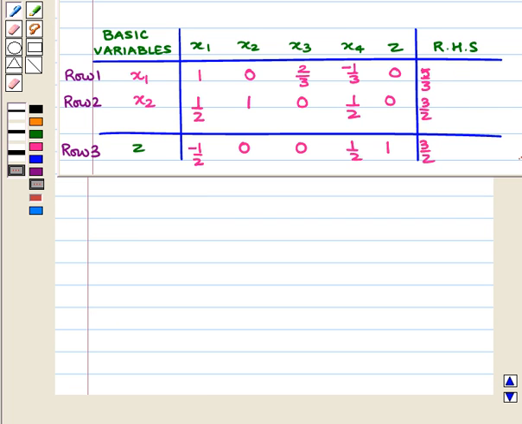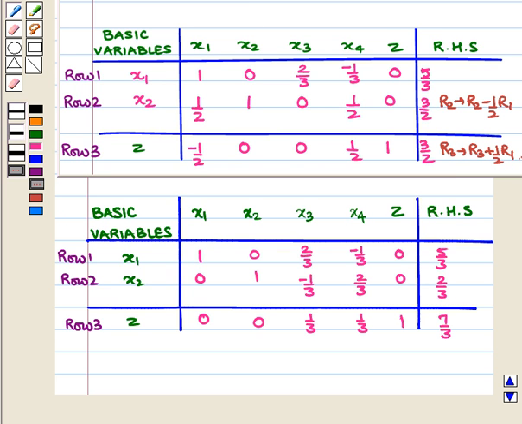Now to make all other entries in x1 column 0, we use the following operations on row 2 and row 3, that are R2 goes to R2 minus 1 by 2 R1 and R3 goes to R3 plus 1 by 2 R1. Now all the values in the bottom row corresponding to Z are positive, so we are done. RHS column gives the solution to the linear programming problem.